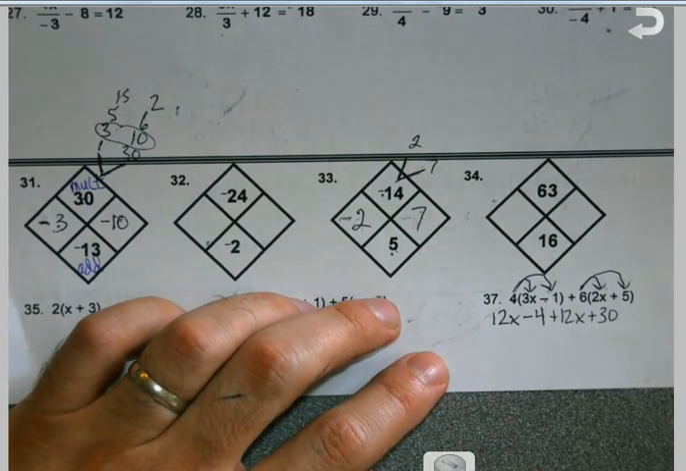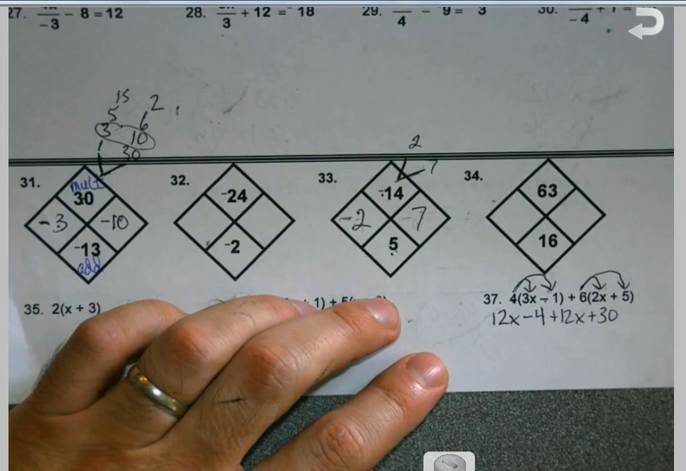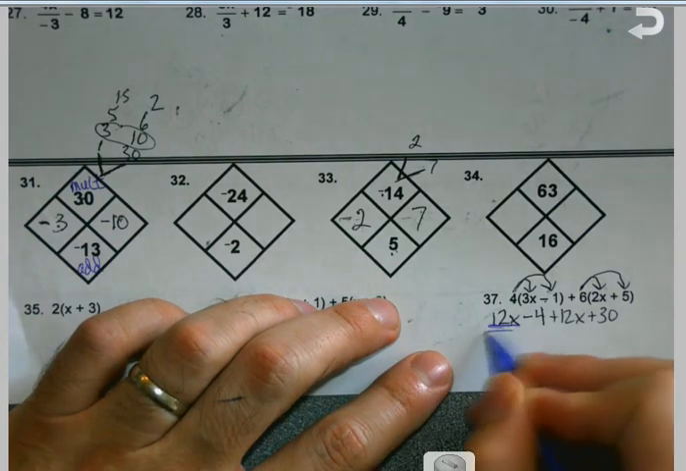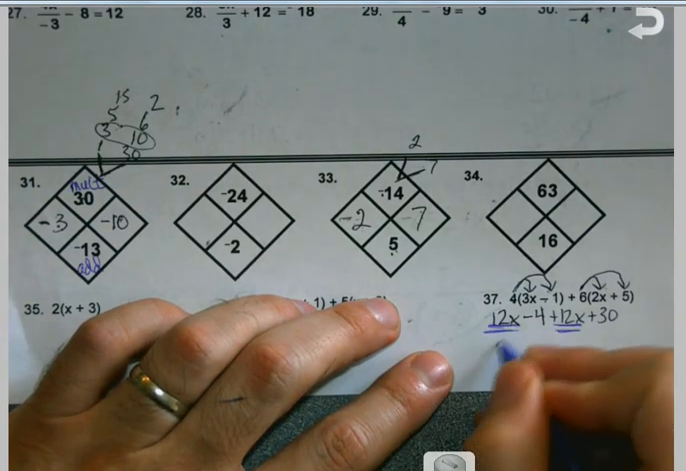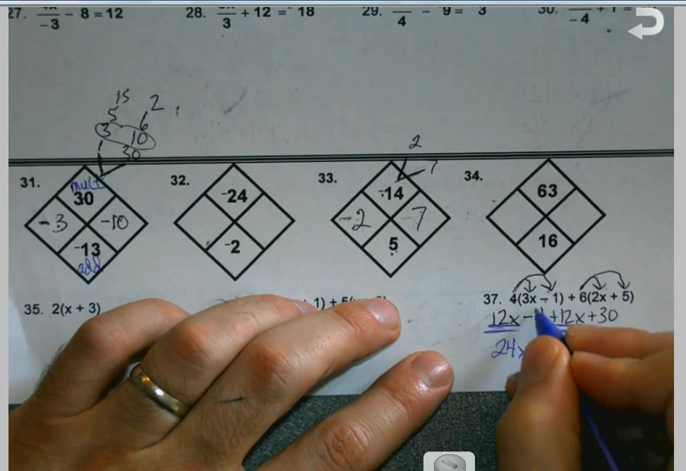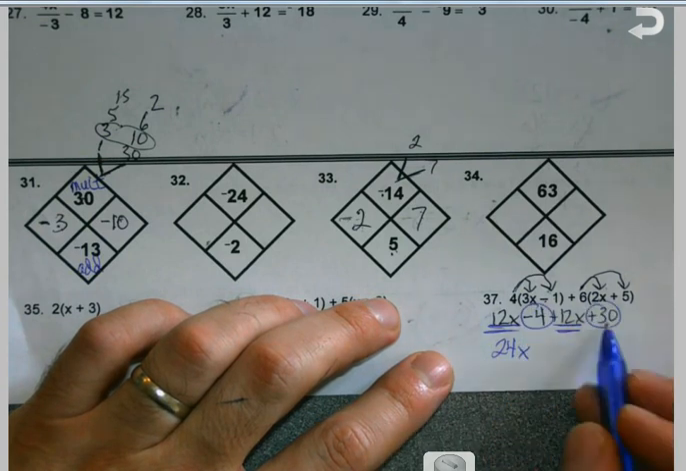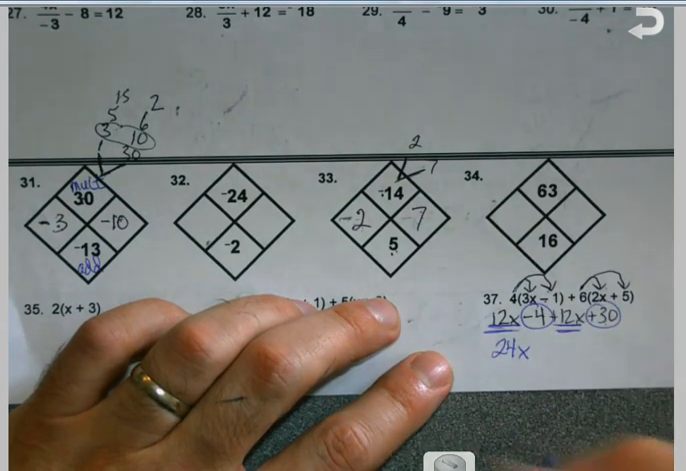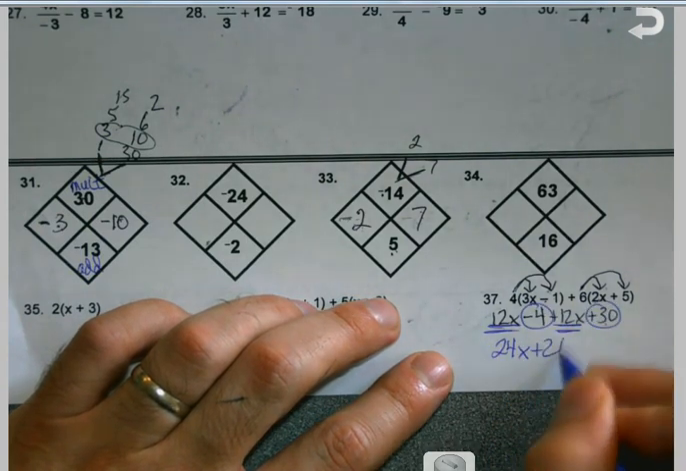What can I put together that's alike once I distribute? Yeah. 24x. Oh, now the challenge. I got 30 bucks, I spend 4. 26.